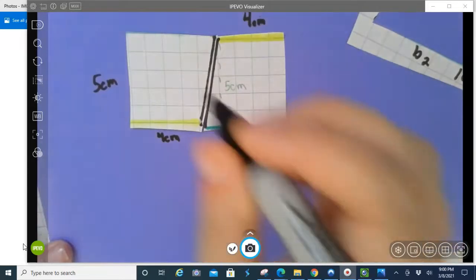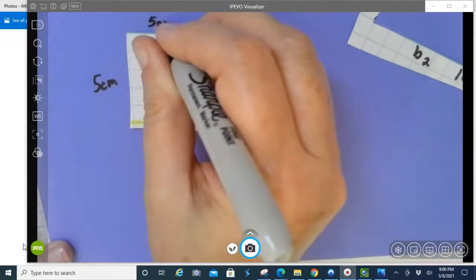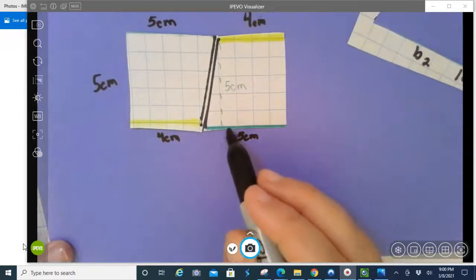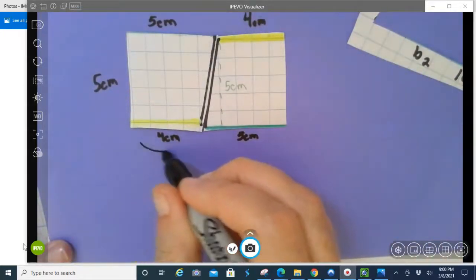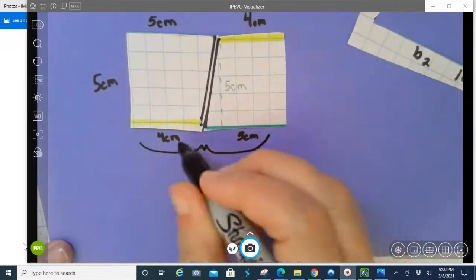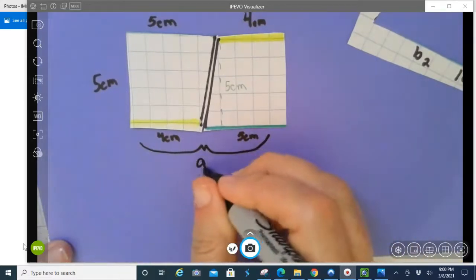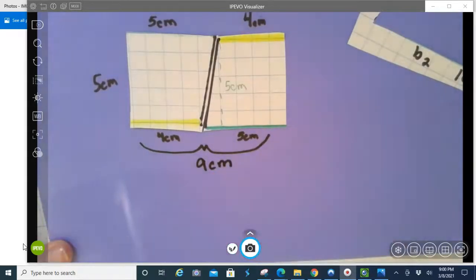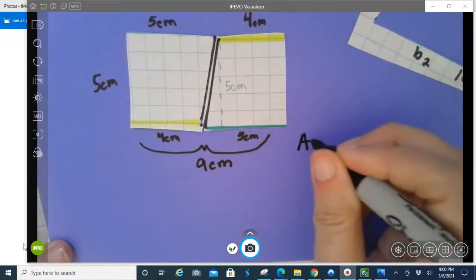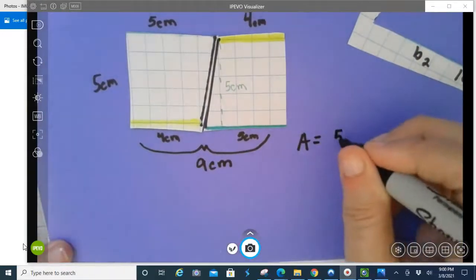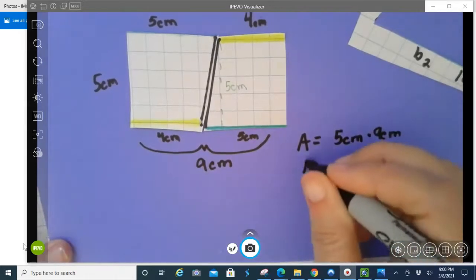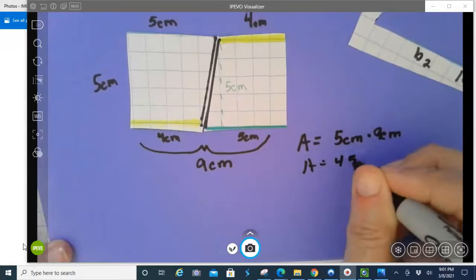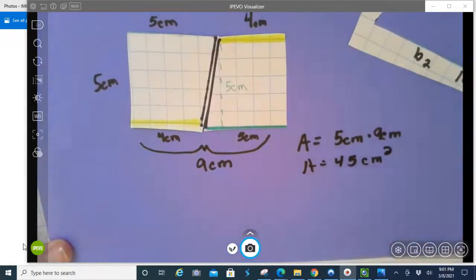So this part is 5. And this part is 5. You could also count them, 1, 2, 3, 4, 5. So that means that this whole base is 4 plus 5, or 9 centimeters. So if I wanted to find the area of this rectangle, the area would equal 5 centimeters times 9 centimeters, which is 45 centimeters squared.